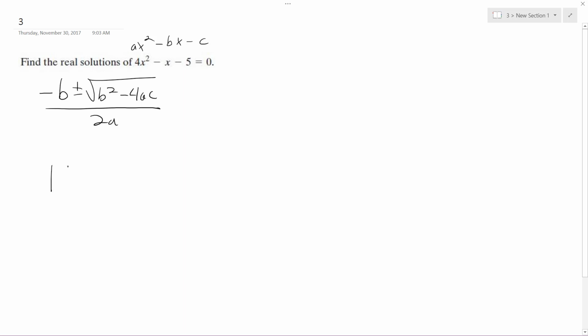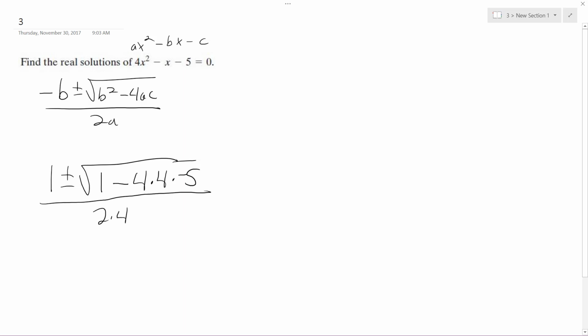So opposite of b, 1 plus or minus negative 1 squared is just 1 minus 4 times a, which is 4, times c, which is negative 5, all over 2 times a, which is 4. So I get 1 plus or minus square root of 1 plus 16 times 5. It's a large number. It's just 80 though. So it ends up being plus 81, so all over 8.